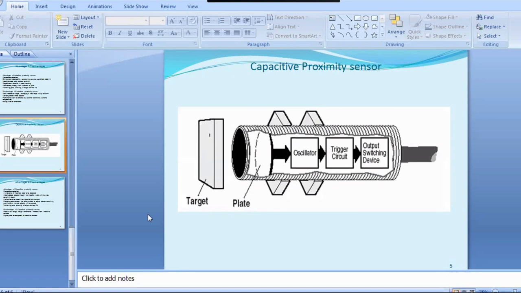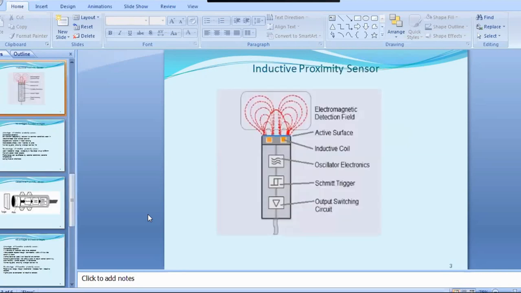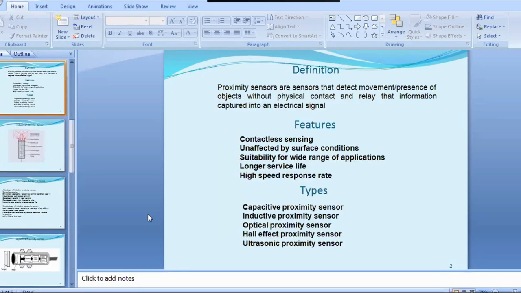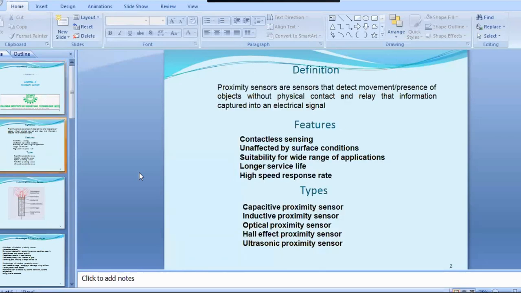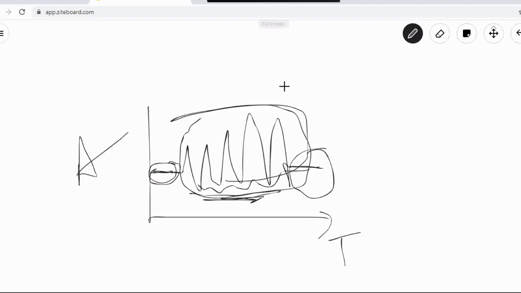So this is the basic and important difference between capacitive and inductive proximity sensors. Other than these, there is another proximity sensor, the optical type proximity sensor. It is different, because here we have to use transmitters, light sensors and detectors. I have not shown it in the slide because it's not that important, but I am just showing the basic block diagram of what optical proximity sensors look like.